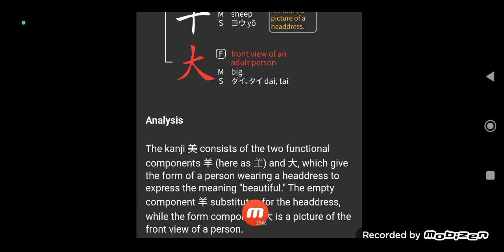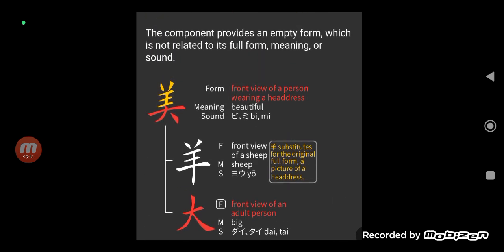While the form component die or big is a picture of a front view of a person. So in the description box I will place also an important kanji concept known as corruption. And you must remember that when you are studying kanji, corruption occurs either in sound or in form. In this case, the corruption of kanji occurs in form.